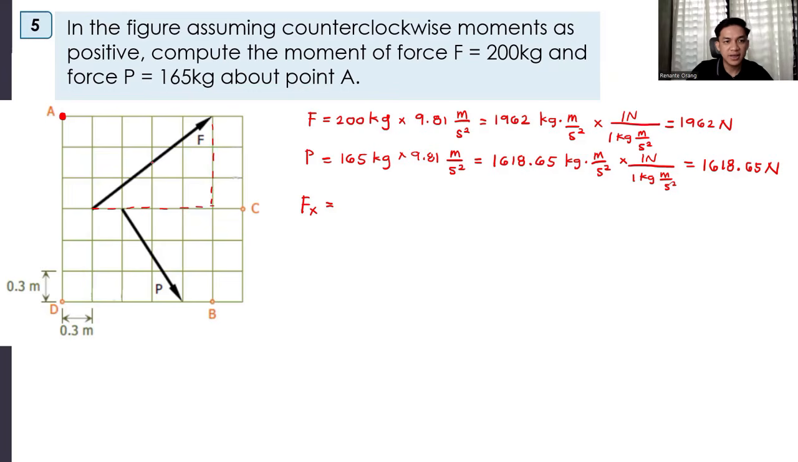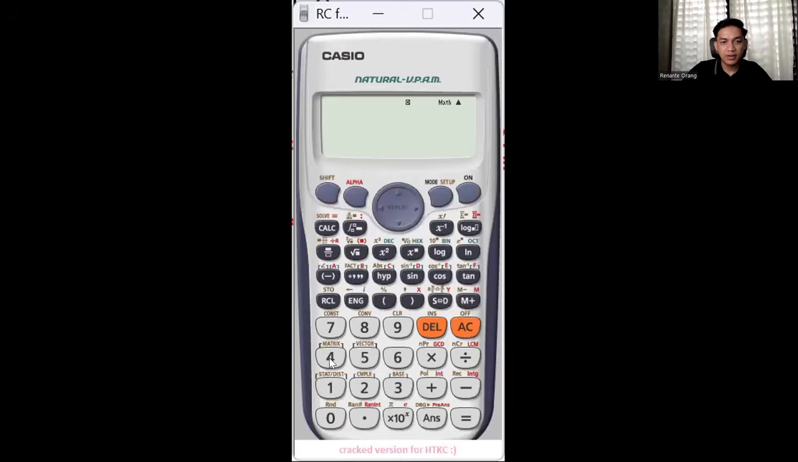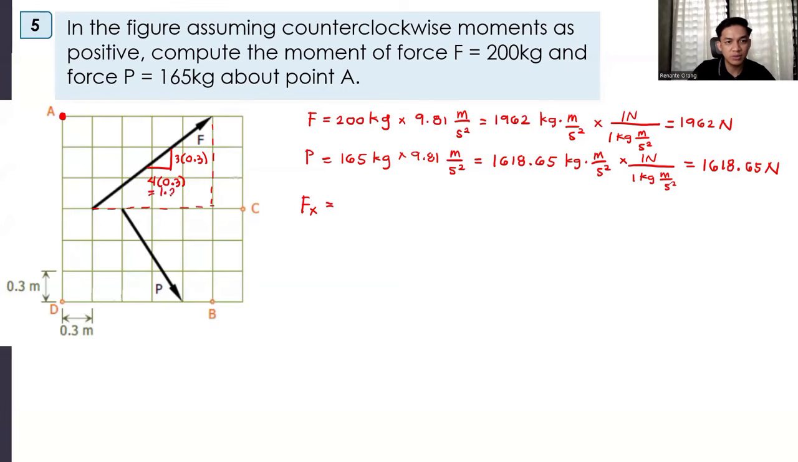So, considering this triangle, we can get the rise and run. That is 1, 2, 3, 4 times 0.3 per line, that is 4 multiplied by 0.3. For the rise, we have 1, 2, 3 multiplied by 0.3 per line, that is 3 multiplied by 0.3. On the calculator, 4 times 0.3 is 1.2, and 3 multiplied by 0.3 is 0.9. Let's write this down, class: this is 1.2 and this is 0.9.